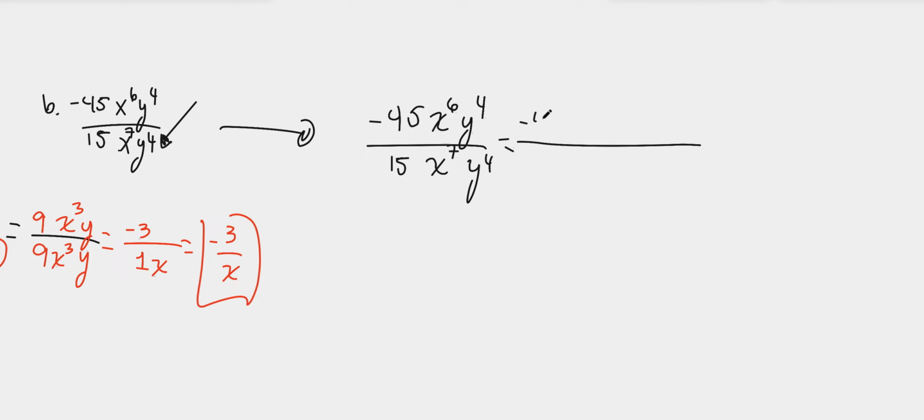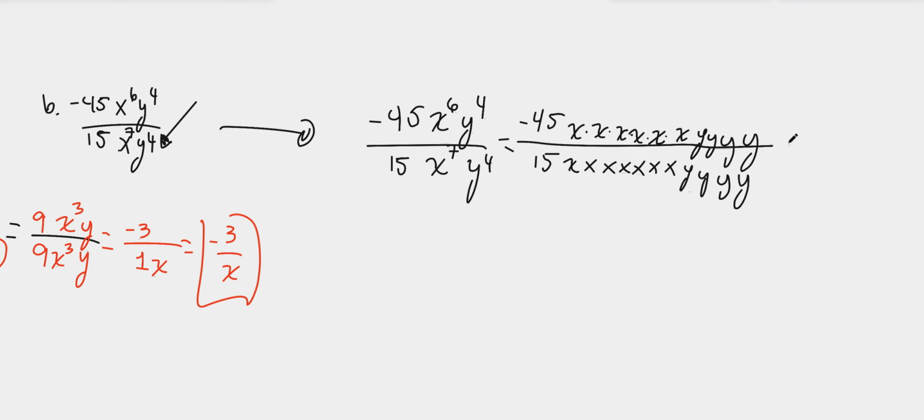So I'm just going to write down this negative 45, 15, and I'm going to do x times x times x times x times x, 1, 2, 3, 4, 5, 6. Oh, this is going to be very long. And y's: 1, 2, 3, 4. And then x's in the denominator: 1, 2, 3, 4, 5, 6, 7. And y's: 1, 2, 3, 4.